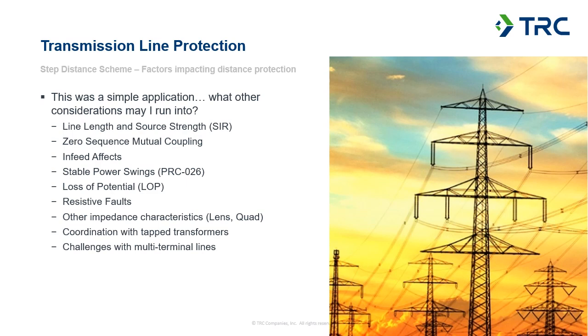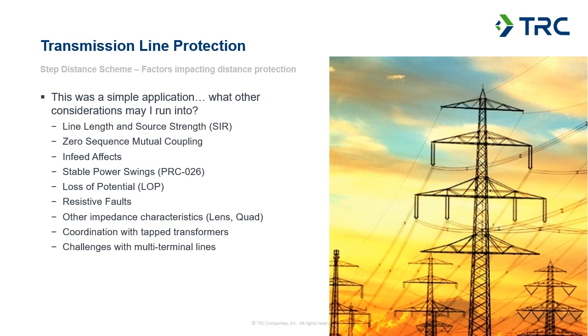There's also in-feed effects. If you have tapped loads, or you've got a multi-terminal line, if you've got some other source that is coming into your transmission line, it can impact the measured apparent impedance that you will see at each terminal for different faults, because you've now not got just the same fault current and voltage drop across the line, where you have that additional current source coming in. You're going to have differences in what each portion of the line is, which can impact your protection evaluation.